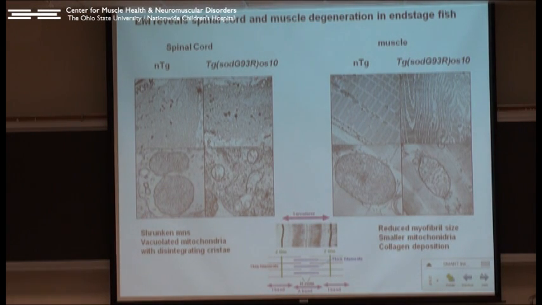This is just doing some EM and showing some of this pathology in the spinal cord and muscle. We're seeing shrunken motor neurons, vacuolated mitochondria, and disintegrating cristae, again hallmarks of degenerating neurons. In addition, we saw changes in the muscle, which wasn't in all muscle. If you look along the muscle of the animal, there were patches of muscle that looked completely normal, and then patches of muscle that had reduced myofibril size, smaller mitochondria, and collagen deposition, and just a disorganization of the normal muscle bands.